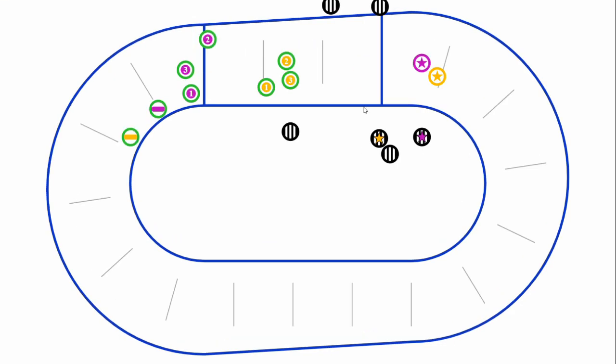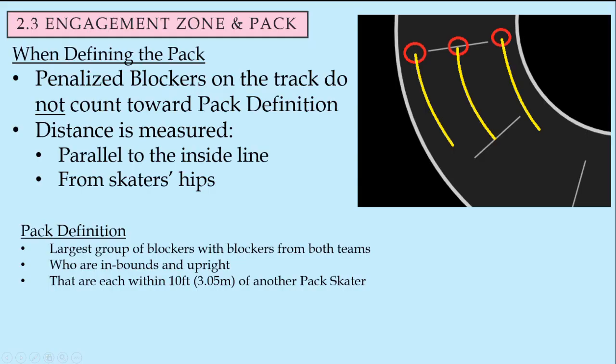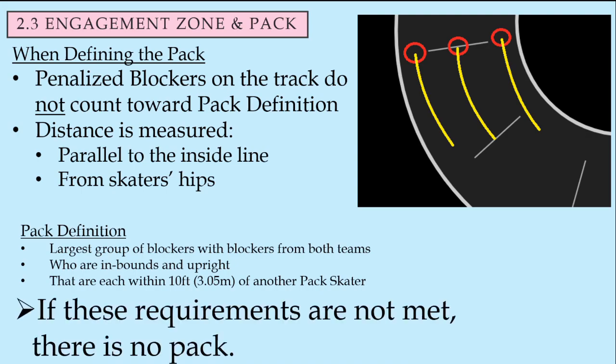I do want to point out that the program does not calculate distances correctly on the turn. This is about as far as it'll let me go on the inside line while remaining in the pack, whereas on the outside, it's similarly about a foot behind this line. But this, you can see, is a much longer distance than back here. So this should let me go further, and up here I should have to be closer to be within 10 feet. So what happens if the pack definition requirements are not met? If they are not, then there is no pack.